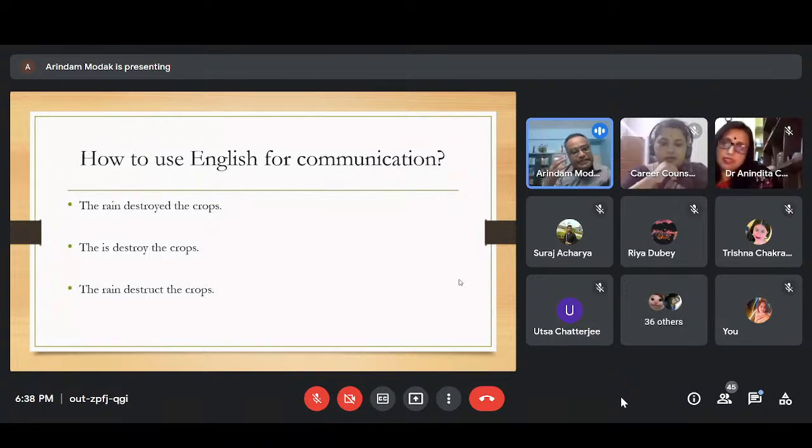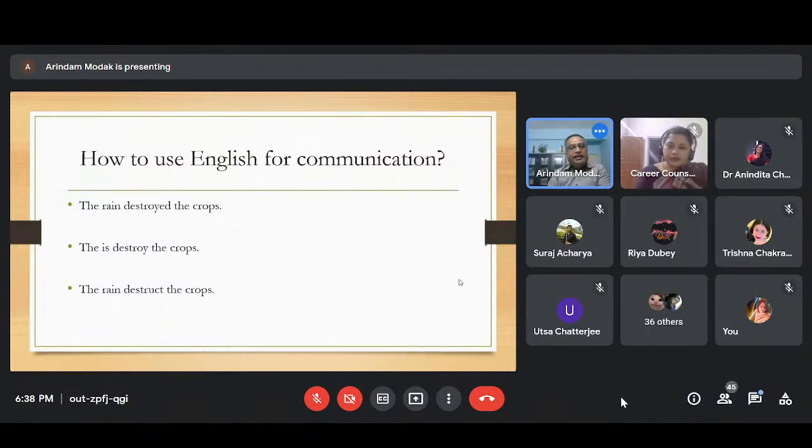Actually, these rules become internalized. I do not have to look up every time in a grammar book, and then apply those rules, etc. It is not like that. These rules become internalized, and I apply those rules. We apply those rules.